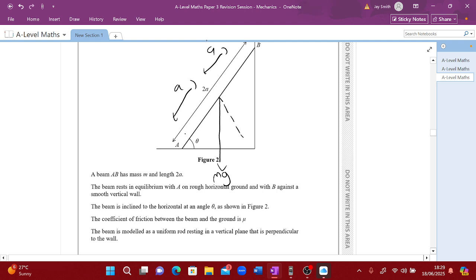But we're also probably going to have to resolve perpendicular and parallel. That's theta. So that's going to be mg cos theta and mg sine theta.